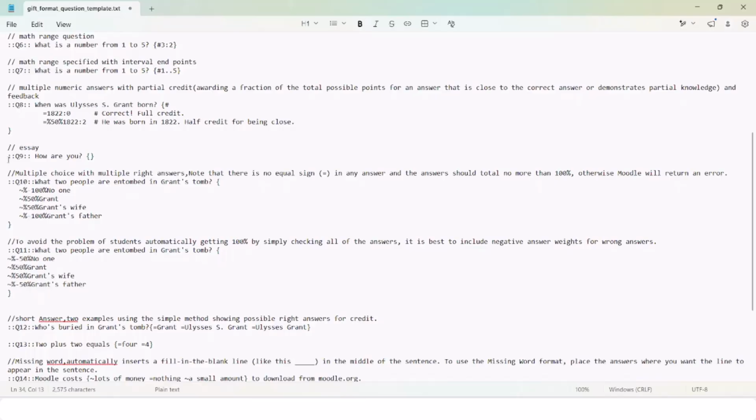Then we have the essay question type. The essay question type is very simple. You put in the question title, the question text, and then you put in the curly brackets without putting anything inside. That's an essay question type.